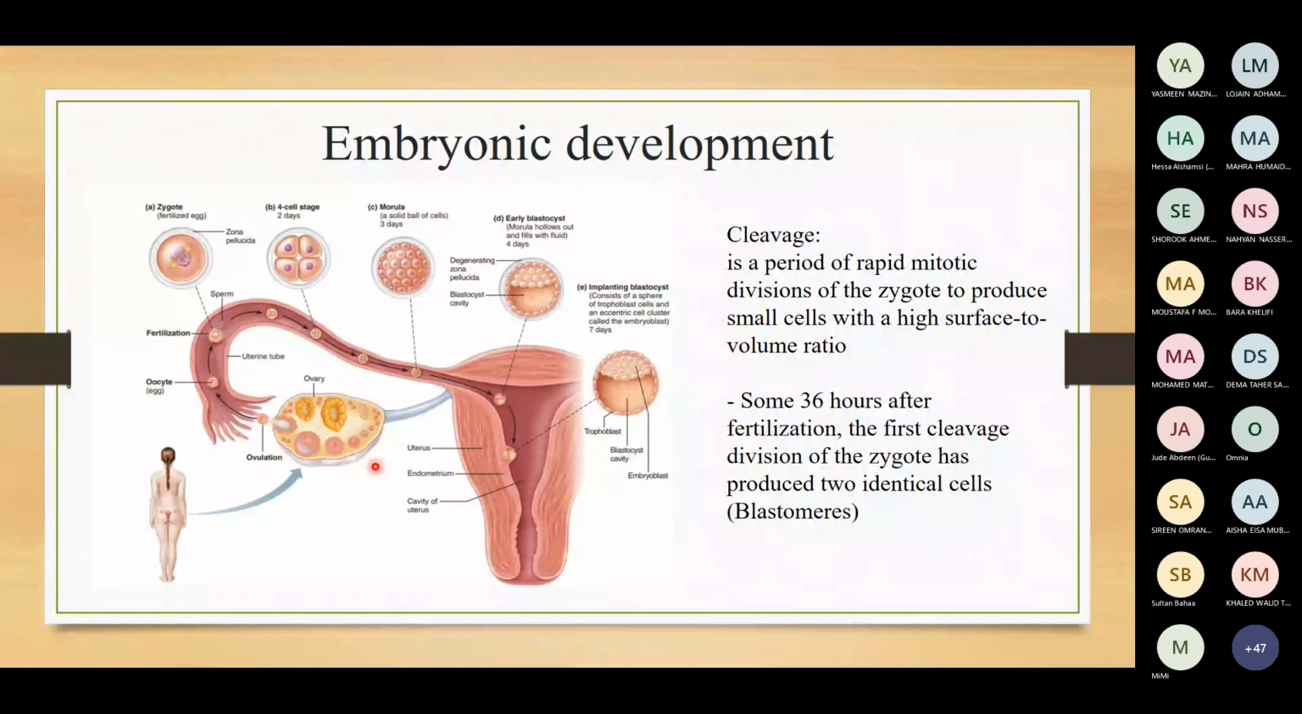The zygote itself has divided. They don't have names. It's a parent cell, the zygote is the parent cell, and it divided into two identical cells. We're just dividing continuously and forming more and more cells. The parent cell is the zygote, but it just keeps dividing more and more until it forms all of these cells.